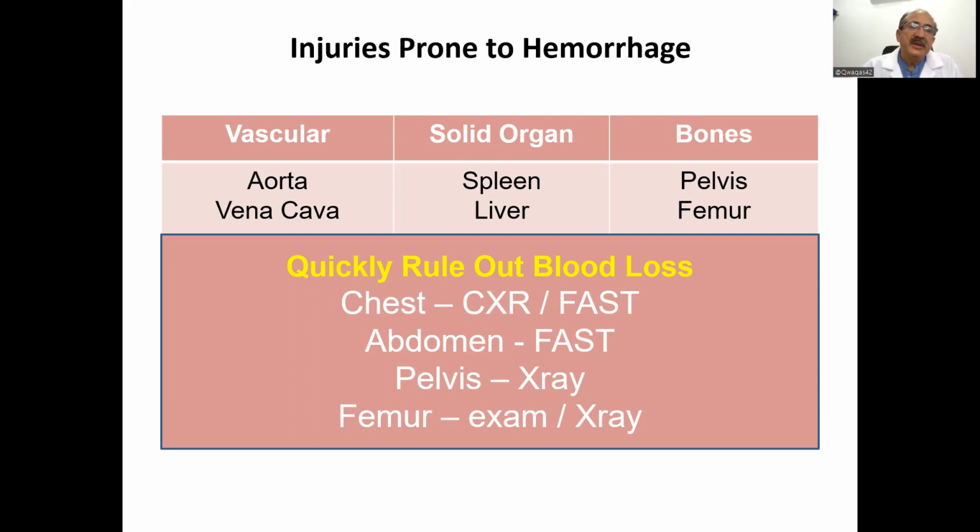In vascular injuries, mainly the aorta and vena cava; in solid organs, the spleen and liver, and we can also include the kidney as well; in bones, major bones like the femur and the pelvis. We have to quickly rule out blood loss, for example from the chest. We have to get a chest X-ray and a FAST scan. In the abdomen, only a FAST scan is good enough. For the pelvis, you need an X-ray, definitely. And for the femur, you have to examine clinically; definitely there is a history and an X-ray as well.